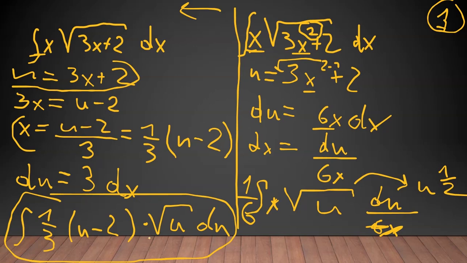We additionally write du divided by 3, because we wrote what is du, but we also need to say what is dx. dx equals du over 3. And from this you'll be able to solve this integral.